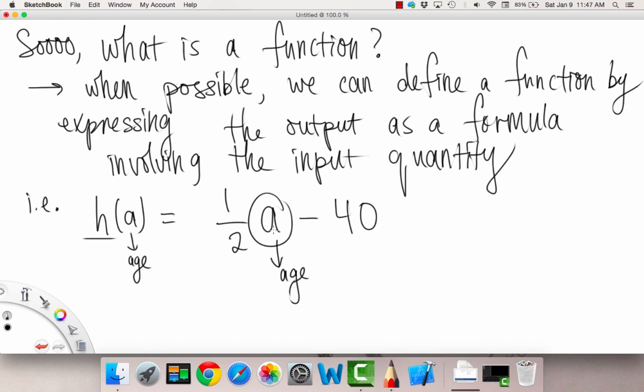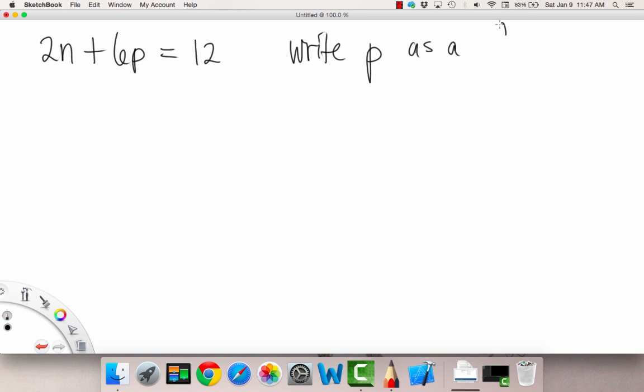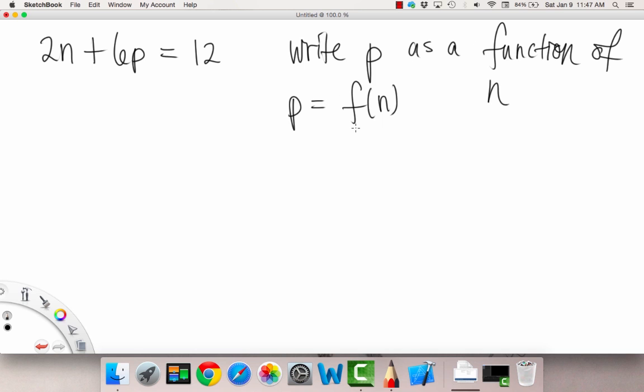So let's do an example that we could see involving a formula representing a function. Let's say we get something like the following. We have 2n plus 6p is equal to 12, okay? Now what we're going to do is write p as a function of n, okay? So what we want is p is equal to some function of n.